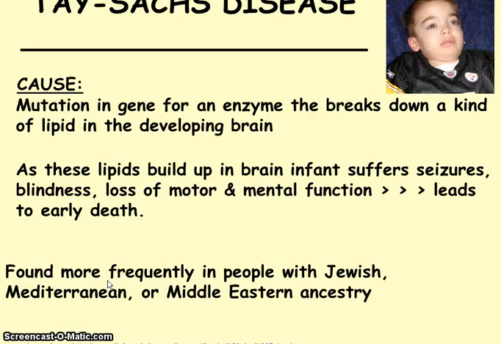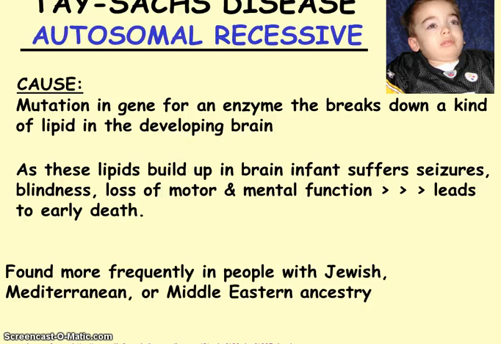So with Tay-Sachs, this one causes a breakdown of the enzyme, again, proteins that break down the lipid in the brain. And so since it can't break it down, the lipids build up and they suffer seizures, blindness, loss of motor and mental functions, and they usually die pretty early. So this is a pretty serious disease. And so going on, Tay-Sachs again is autosomal recessive.